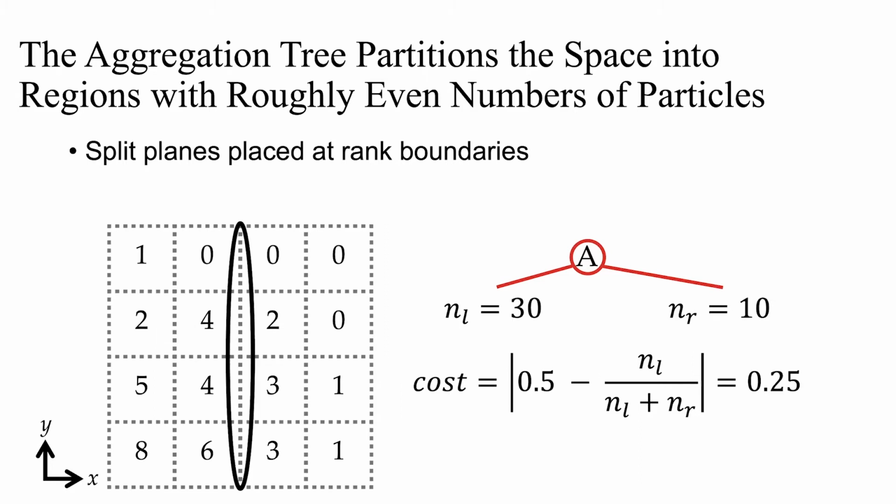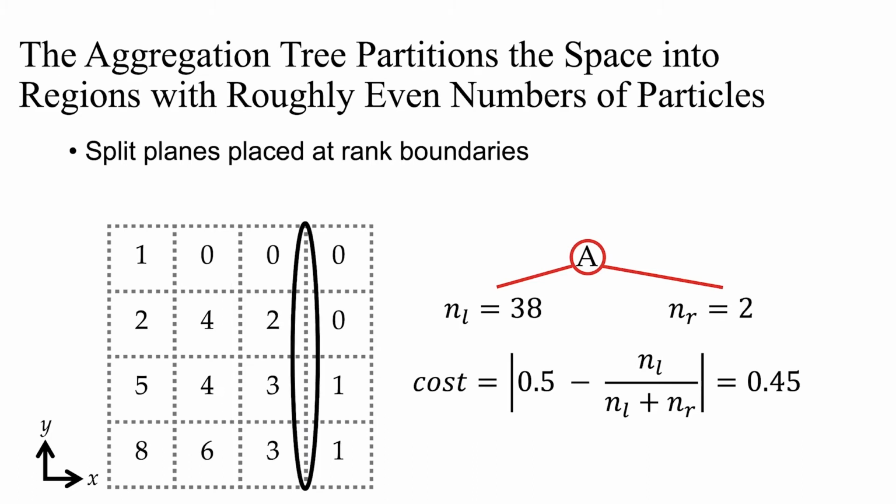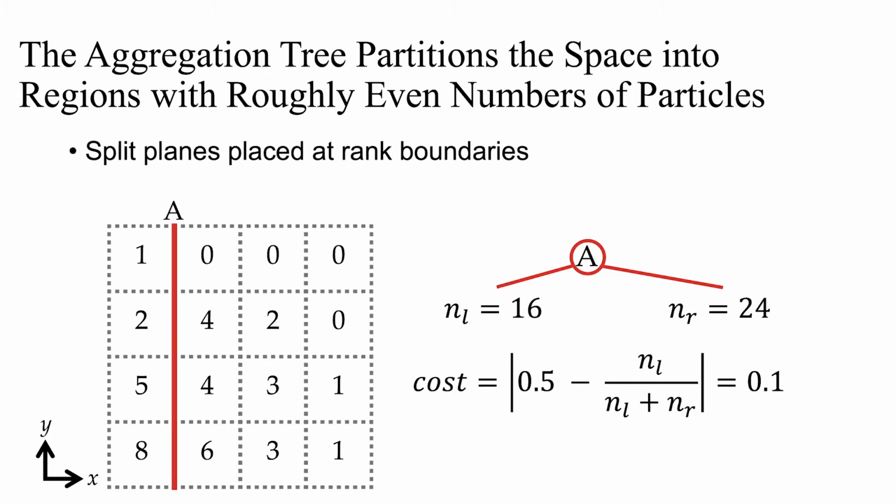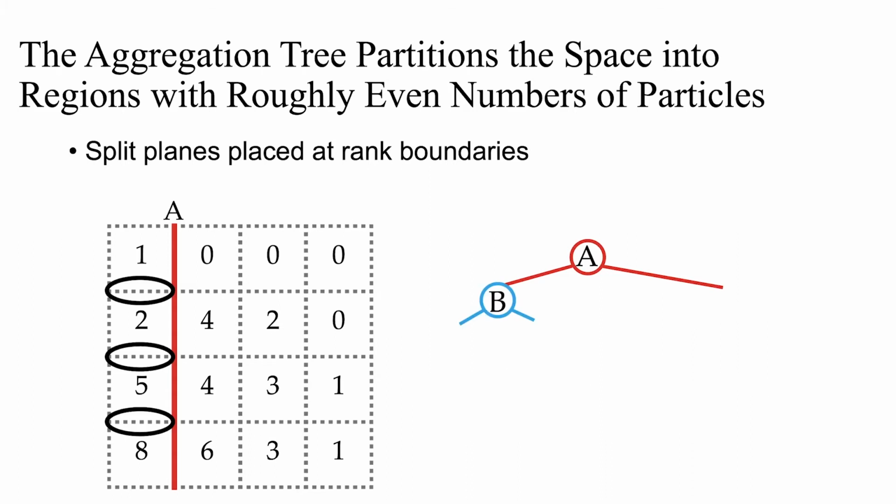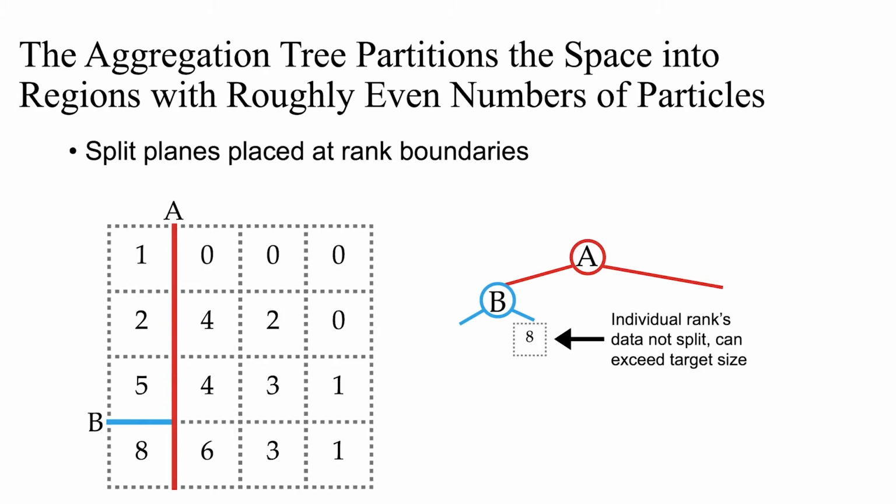Splitting in the middle would give us a cost of 0.25, while on the rightmost side would give us a cost of 0.45. And so we will place the split for A at the red line here, which has the lowest cost of 0.1. This process is repeated for B, now splitting along the y-axis, where we'll place the splitting plane here. The point I want to make here is that the right subtree of B is complete at this point, even though it exceeds the target file size of 6. This is because an individual rank's data is not split, and so it can exceed the target size if a rank has more data than the target.